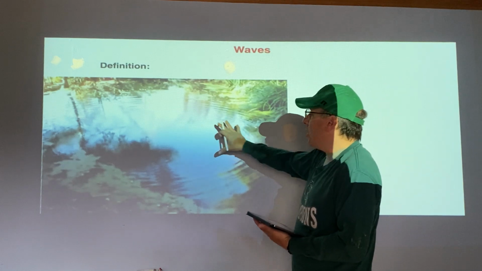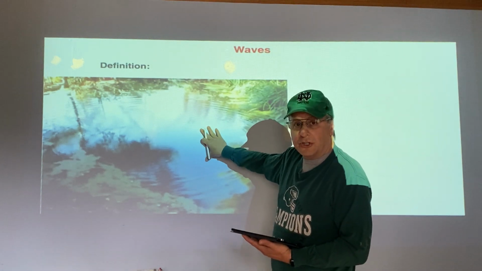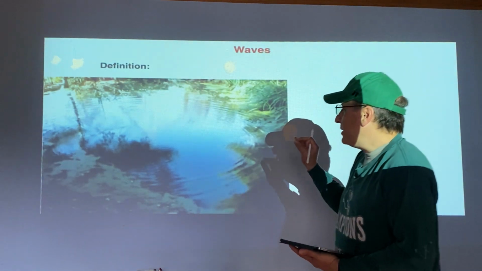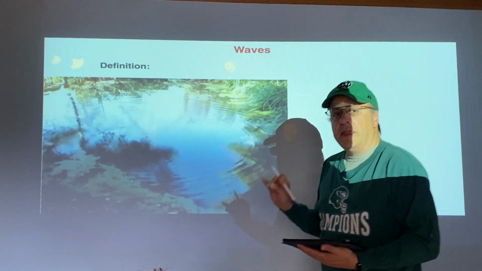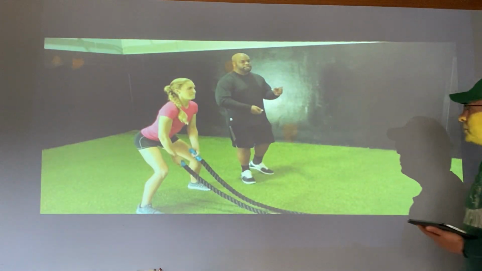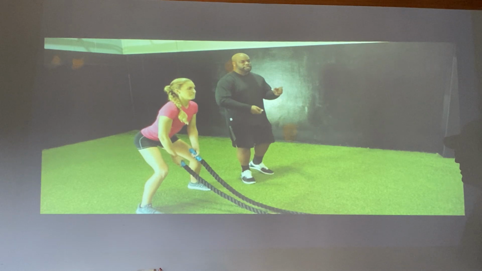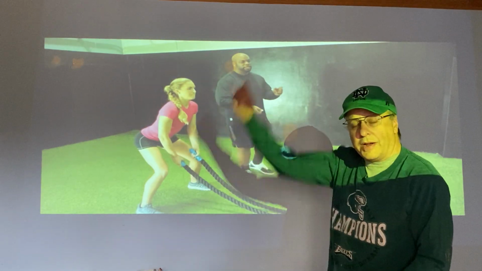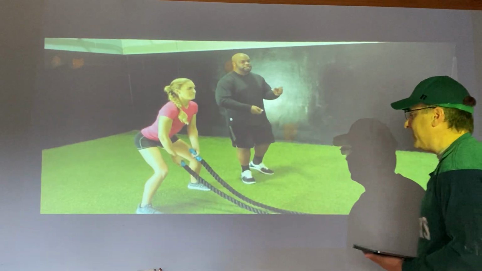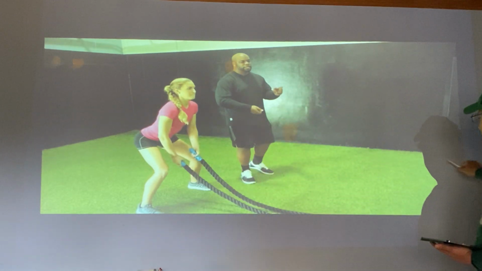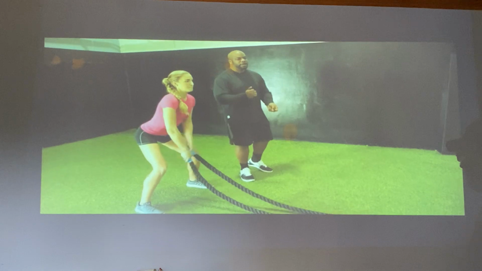A wave is also a transfer of energy without a transfer of matter. It's a transfer of energy, not a transfer of matter. So to show you this in another sense, let's take a look at these battle ropes. And the disturbance is going to be this athlete's hand. She's going to move her hands up and down. That is the disturbance. You will watch that disturbance not stay here, but propagate through space and time.